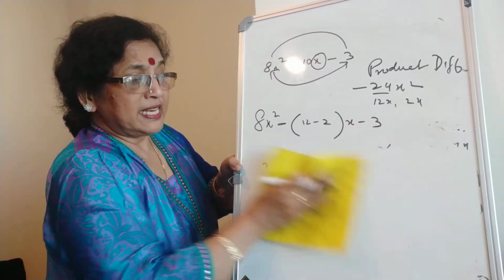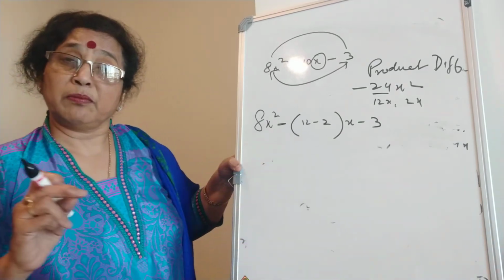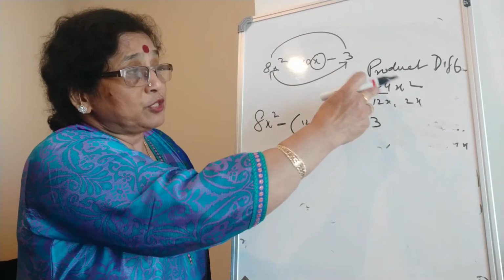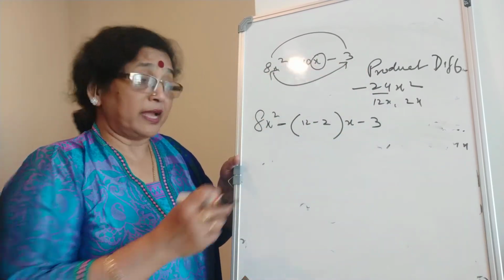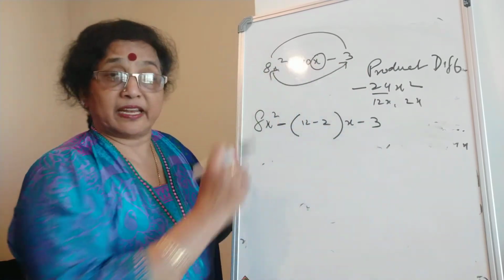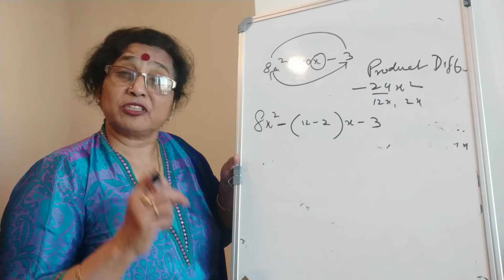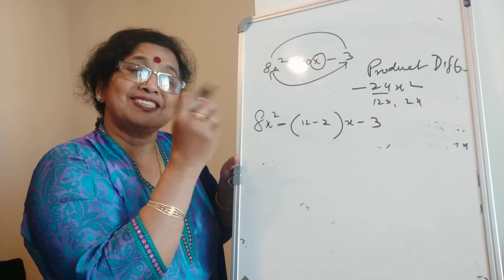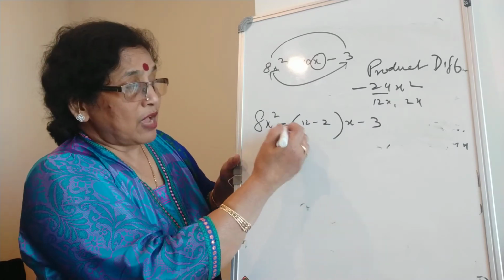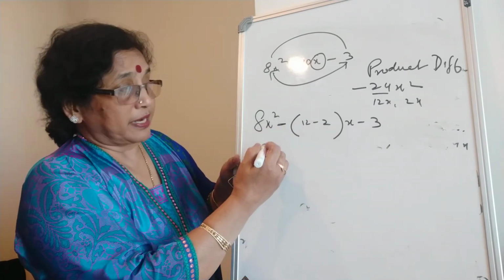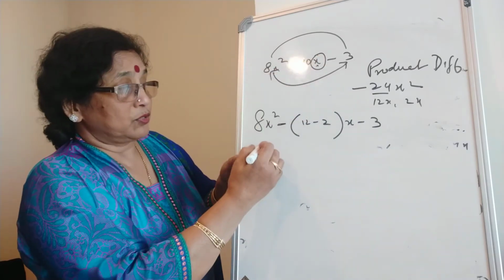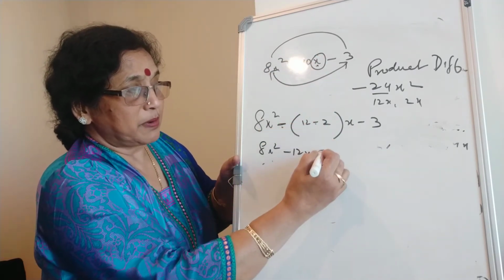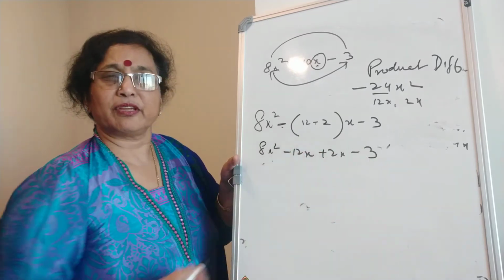I am replacing 10 as the difference of two numbers whose product will be 24 and the difference will be 10. Why did I say difference? Because the product is negative, so the two parts of 10 should be opposite in sign. So now you get opposite. Now open the bracket. Don't forget the x, children. So 8x square minus 12x plus 2x minus 3.